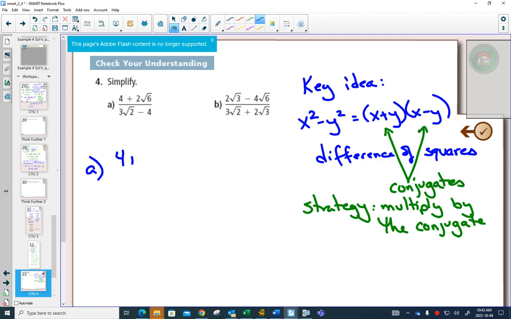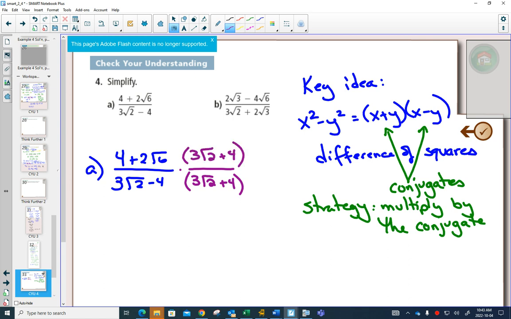And so if you have that strategy and you know what it means, then in part A, I have 4 plus 2 root 6 over 3 root 2 minus 4. I want to multiply by, on the bottom, I need to get rid of that square root. So the conjugate would be a 3 root 2 plus a 4, and then I'd have to multiply the same thing on the top so that you can see that that purple fraction is equal to 1.